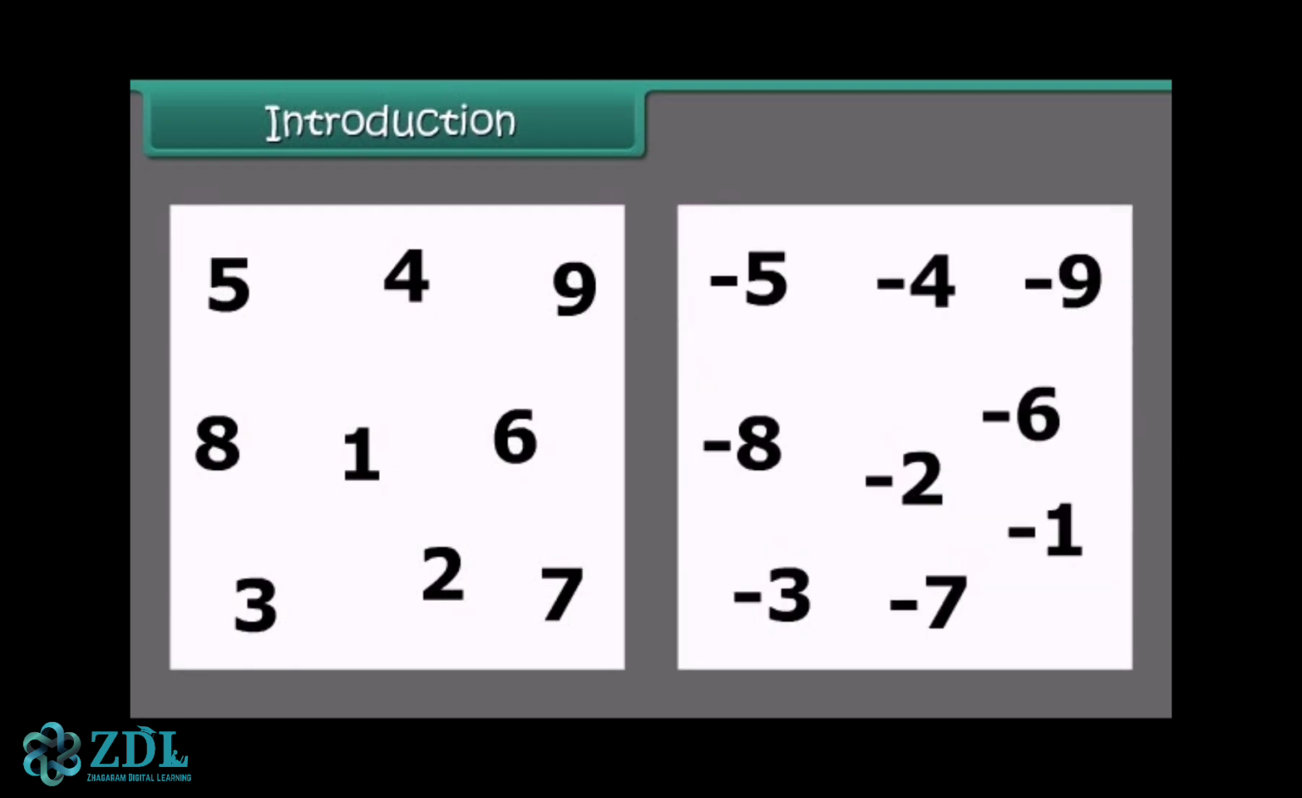Introduction. Students, look at these numbers. These are the whole numbers. Now look at these numbers. These are the negative numbers.